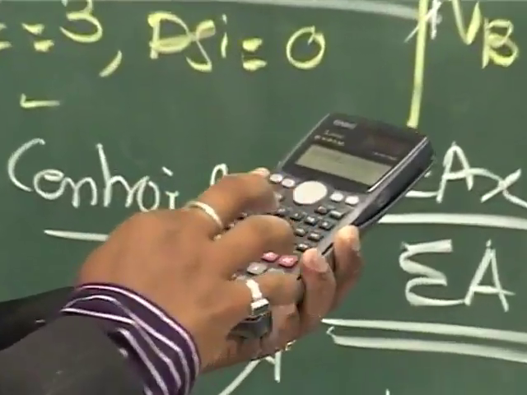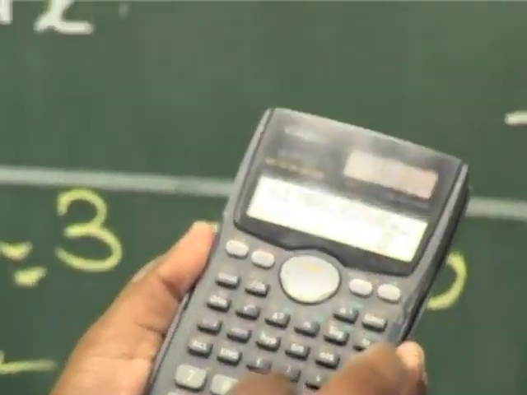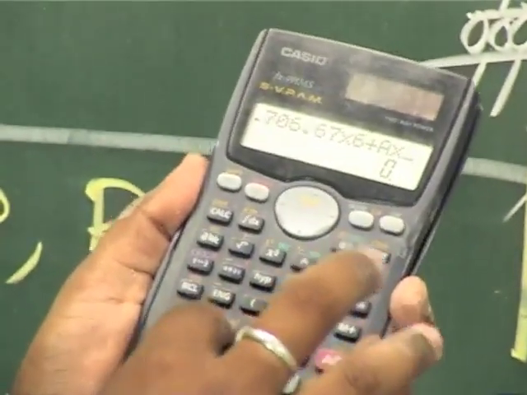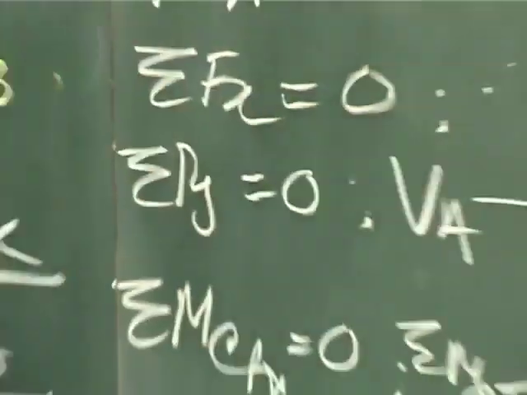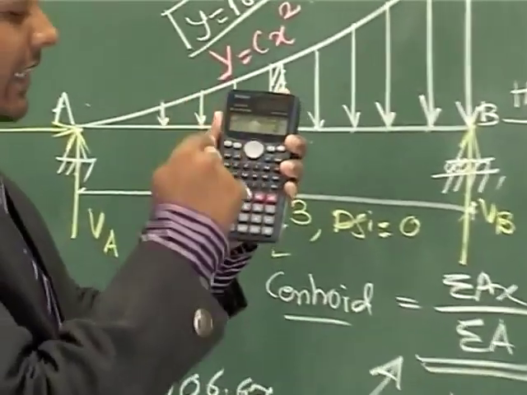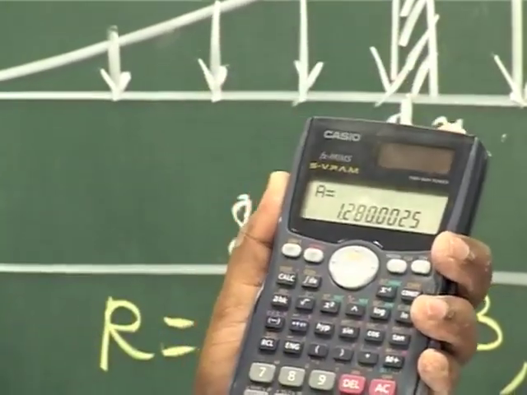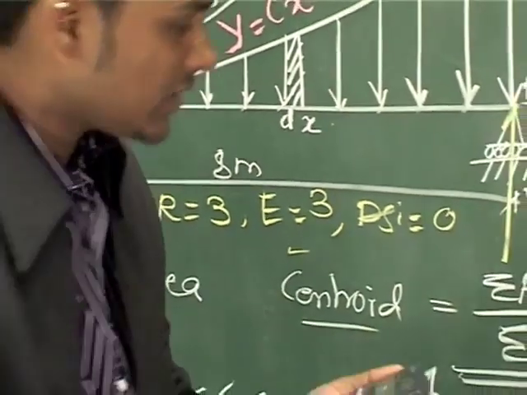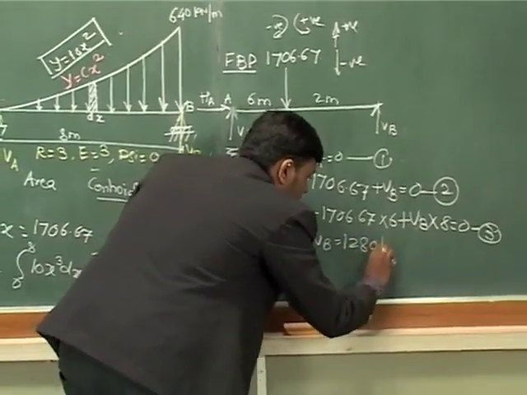Minus 1706.67 multiplied by 6 plus VB multiplied by 8 equal to 0. So VB over here in calci it will be A. Then we have to just press shift cal, again shift cal. So shift cal you have to press twice. It comes out to be 1280. So VB comes out to be 1280 kilonewton.